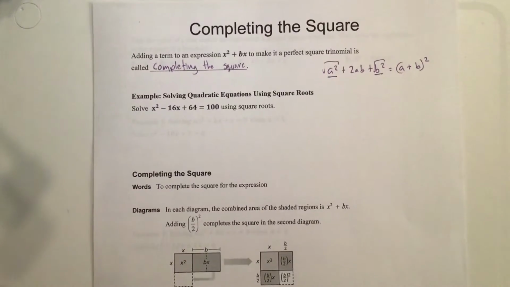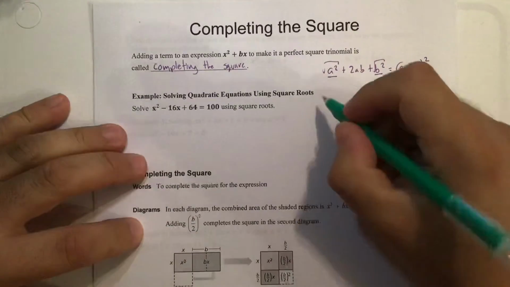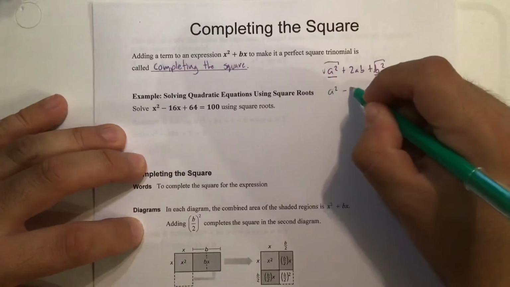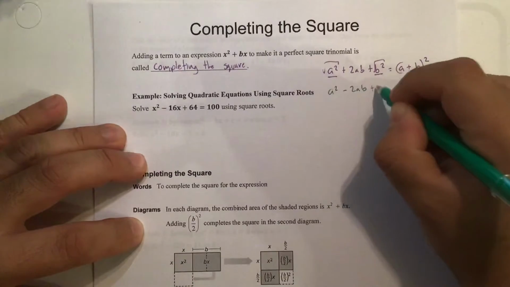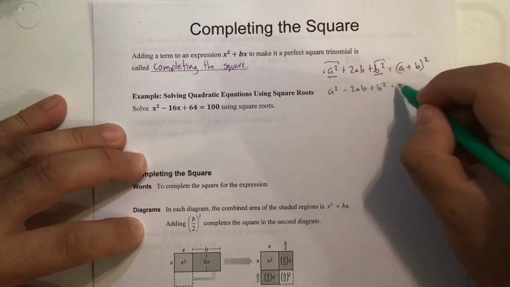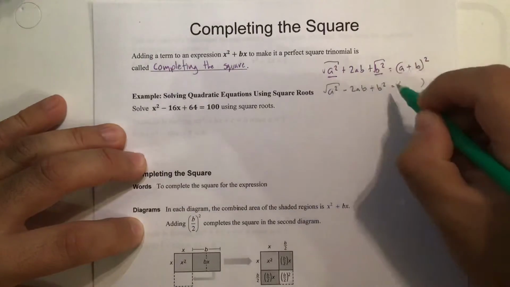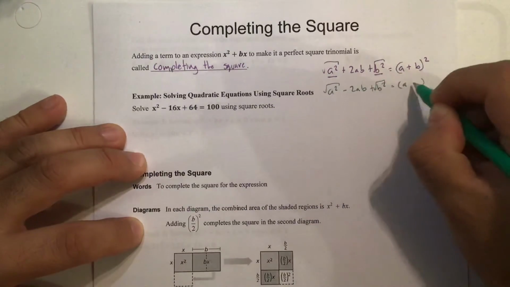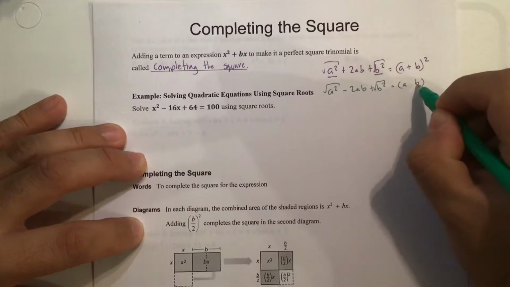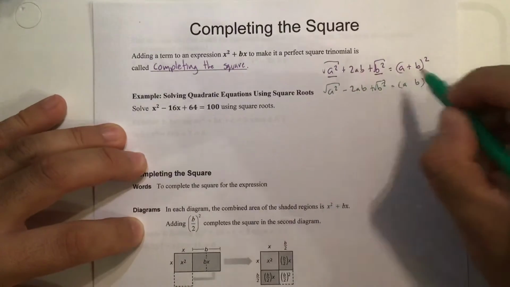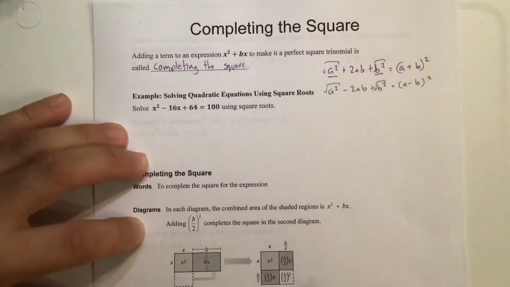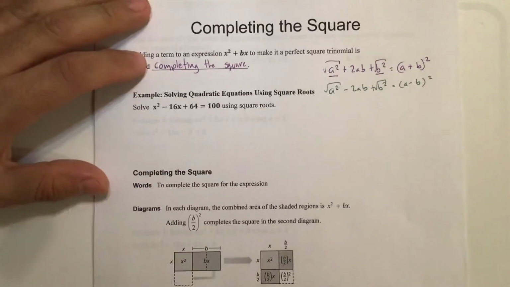Now, if it were the other one, where it was just a minus sign, if that was the only difference, so a squared minus 2ab plus b squared, again, we would do the same thing. Square root, multiply ab, double it, 2ab, use the middle symbol. So those are the two shortcuts that we're going to be using today.